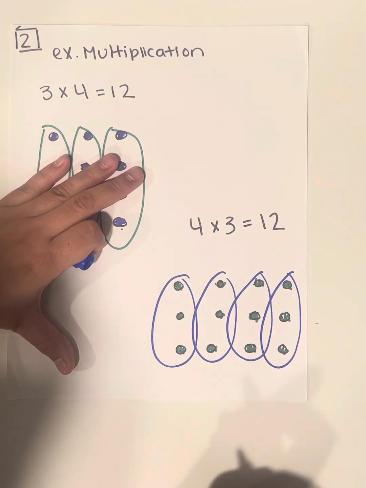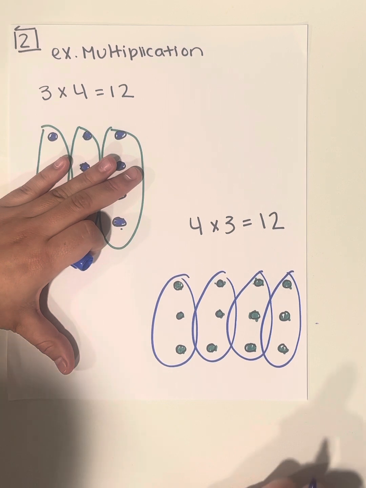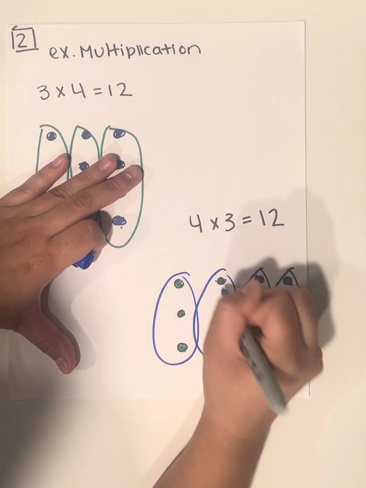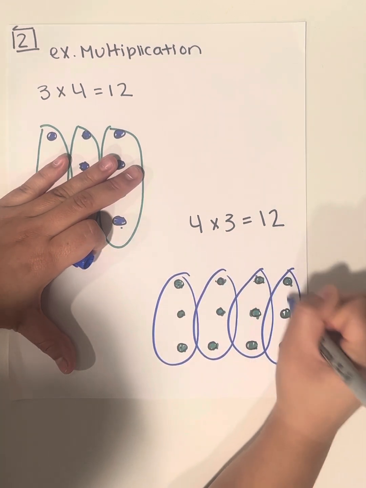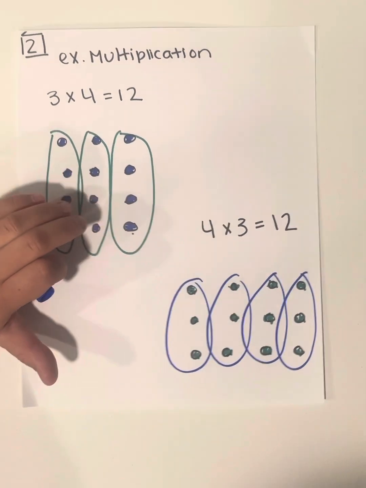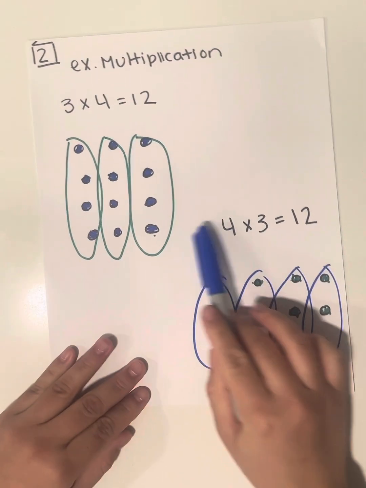And then again, each group should have a total of 3 circles in it. 1, 2, 3, 1, 2, 3, 1, 2, 3, 1, 2, 3. So that is how we would draw out 4 groups of 3 equaling 12.